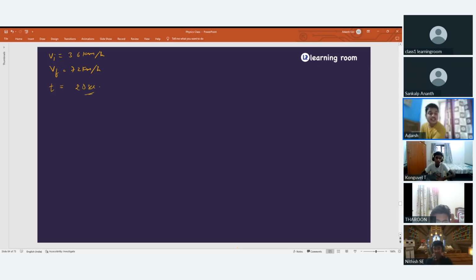The final velocity is given, initial velocity is given, time is given, and they're asking about the distance traveled. Which formula relates initial velocity, final velocity, and the distance? V equals U plus at? No. You use V square equals U square plus 2AS. Sir, but how do we use this, time isn't needed? Yeah, but you need A here, and A you can directly get from here: V final minus V initial by T. That's why time was given.